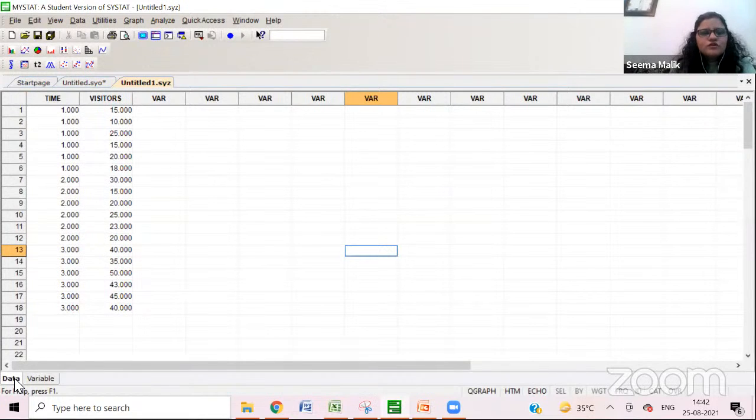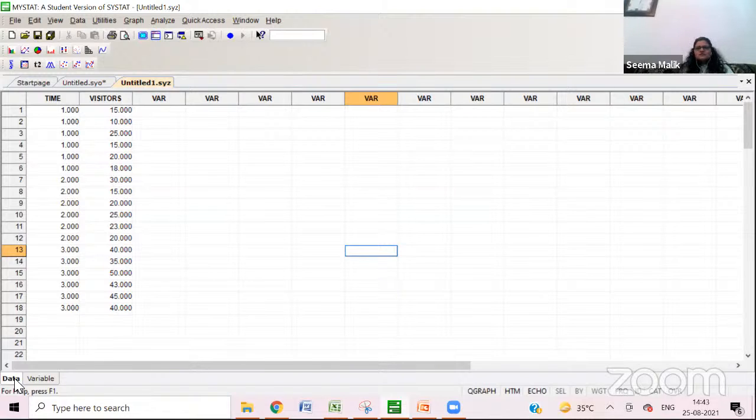Time: 1 is morning, 2 is noon, 3 is evening. In the morning, he noted down the number of visitors. At noon also, he noted down the number of visitors, and in the evening also he noted down the number of visitors, because he wants to make a decision about at what time the visitors are coming more.